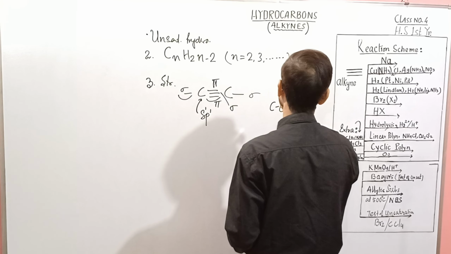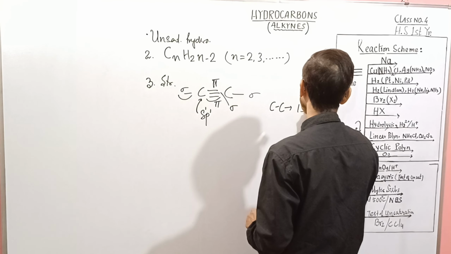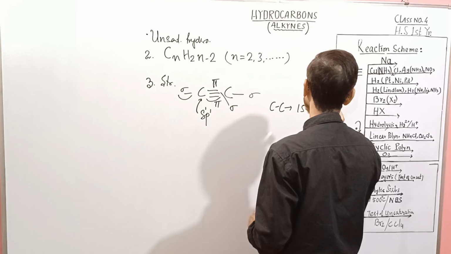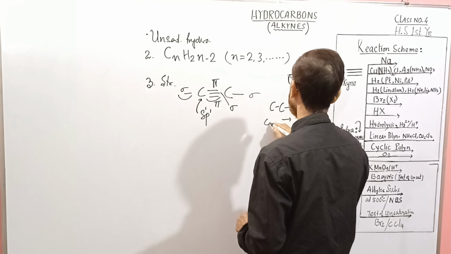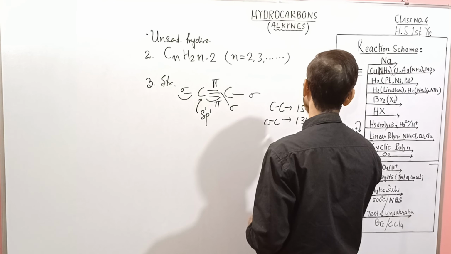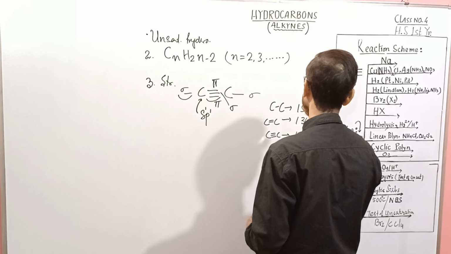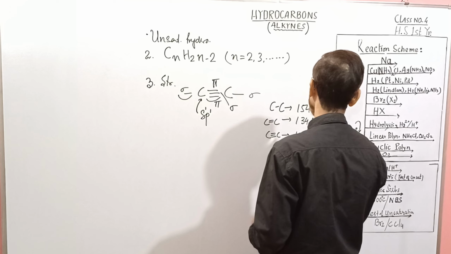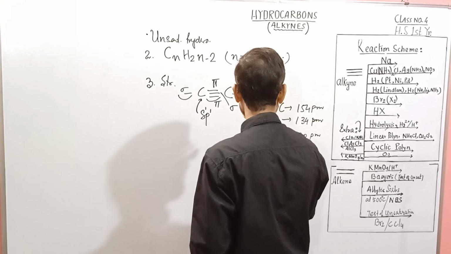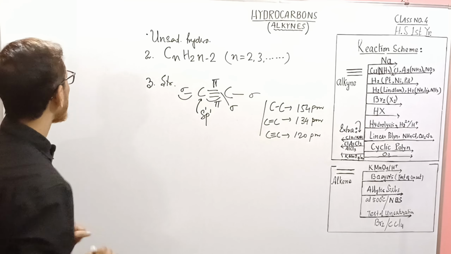Before that, you should know the carbon-carbon single bond length. Carbon-carbon double bond length is, and carbon-carbon triple bond length is, in picometers. You should know this one.